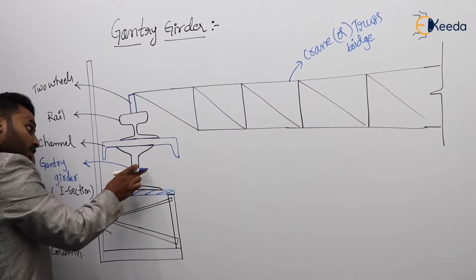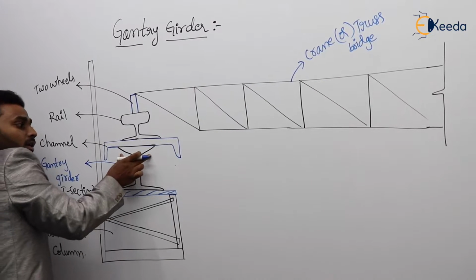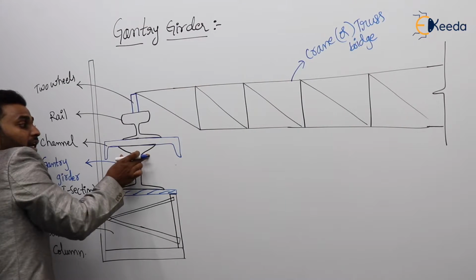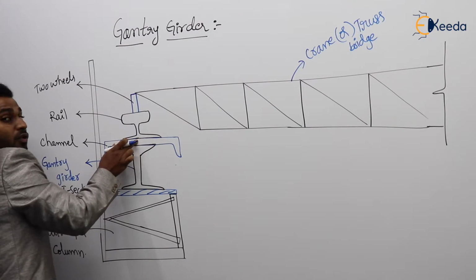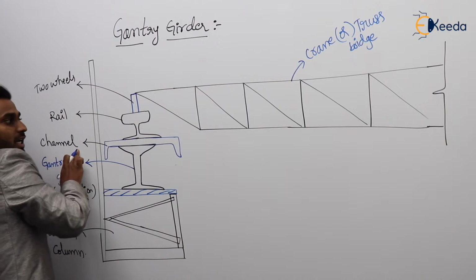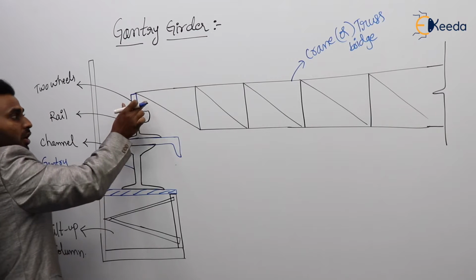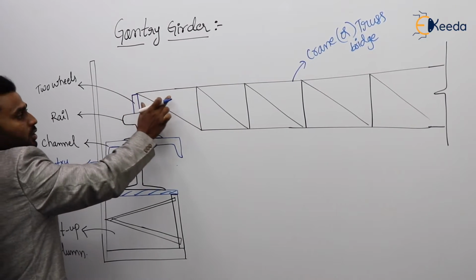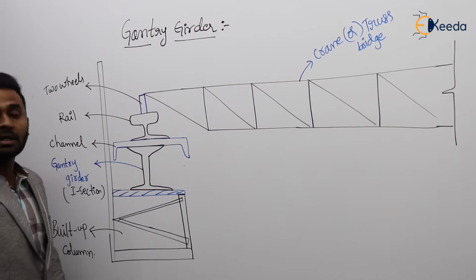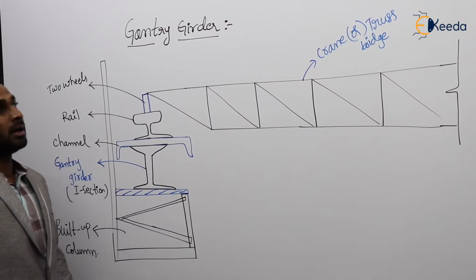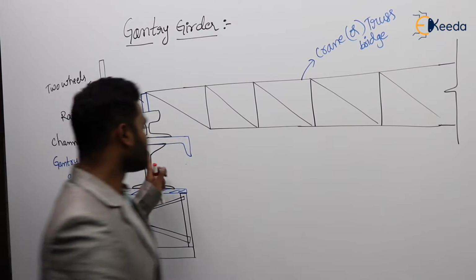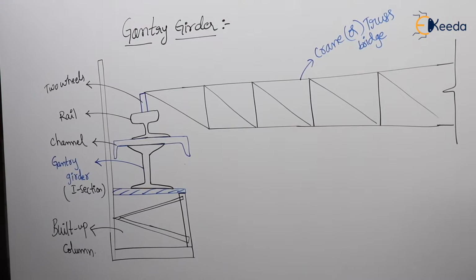On that built up column, we are going to place a gantry girder, and the compression flange of the gantry girder is reinforced by a channel, by placing a channel, and then rail. On the rail there exist two wheels. Now these wheels are going to support this crane truss or crane or truss bridge, and the same similar setup will also exist on this side.